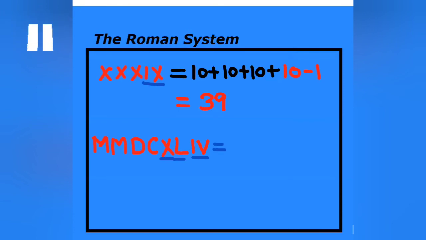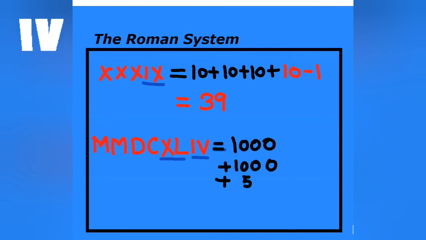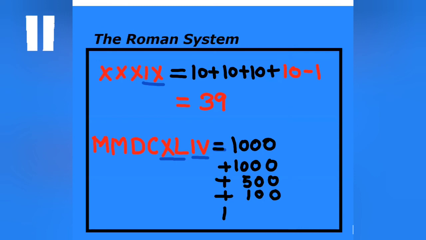So the value of M is 1000. Again, the value of M is 1000. The value of D is 500. The value of C is 100. Now the next two letters are X and L. So the X value is less than the value of L, you will subtract. So the value of L is 50 minus the value of X is 10.